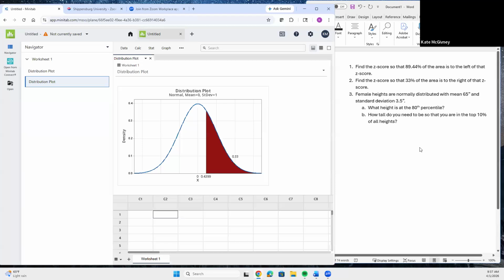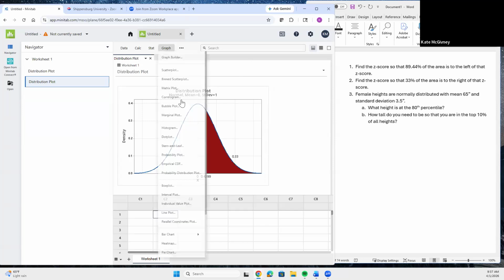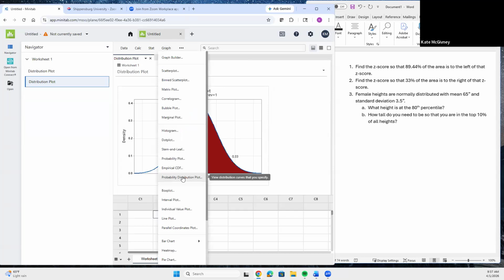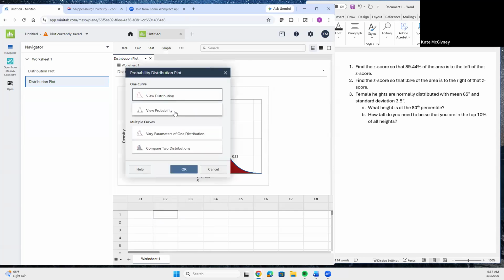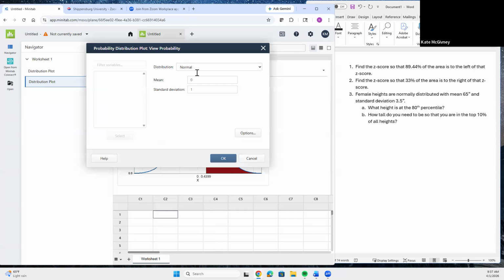Okay, so how about the third problem? Here we're told that female heights have a mean of 65 inches and a standard deviation of 3.5, and they're normally distributed. So going to Probability Distribution Plot, View Probability, we can put in the mean of 65 and a standard deviation of 3.5.